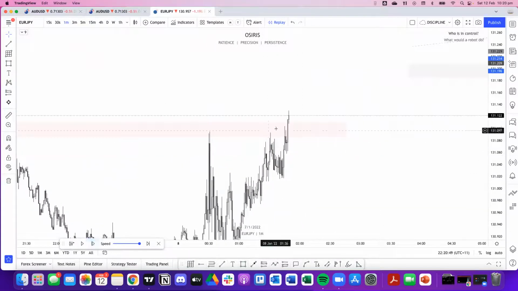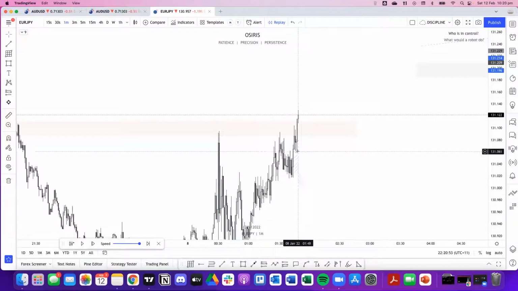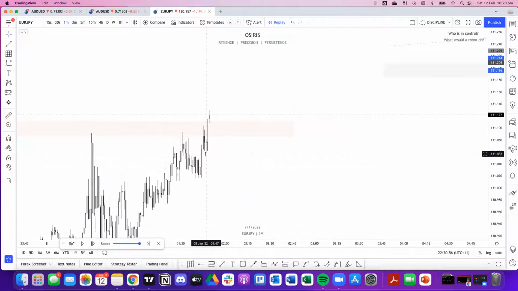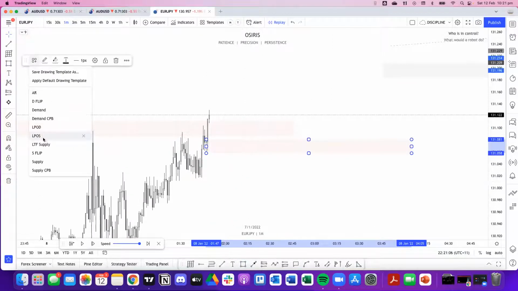So you can see here, okay, we've reacted, pushed down, and then we've pushed up. This candle traded below these two candles. So you can see this is a flip zone. Actually just noticing this now. I didn't notice it in my previous backtest. So use that as a demand flip.